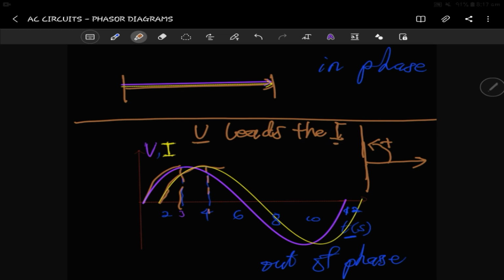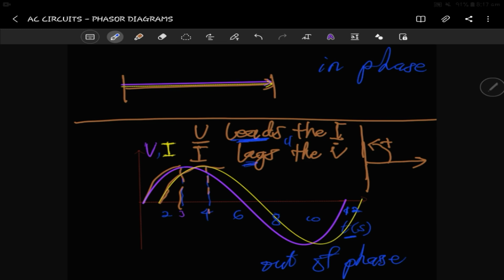This same thing can be said another way. There are two terms that we use. The other word is lag. So we can see that the current lags the voltage. These two things mean the same. Either you use lead and say which one is leading, or you use the other word and reverse it. So it's either lagging or leading.